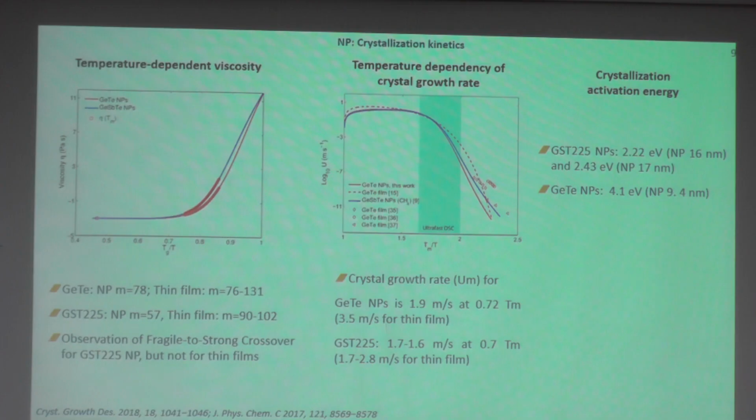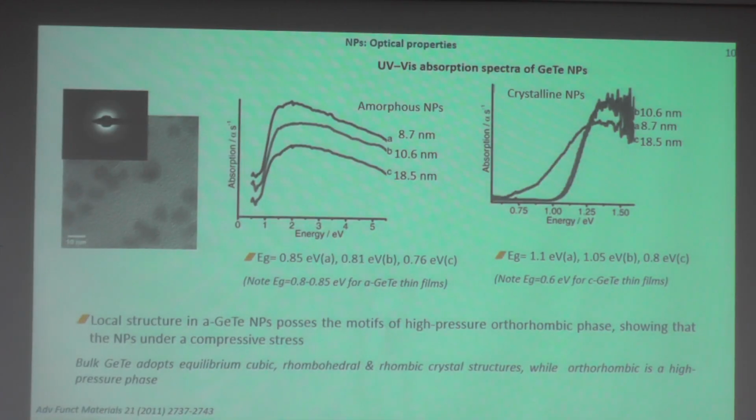So now let us look at the optical properties of germanium telluride nanoparticles. Here the UV absorption spectra for germanium telluride nanoparticles are shown. So first, these nanoparticles were produced as amorphous and then crystallized.